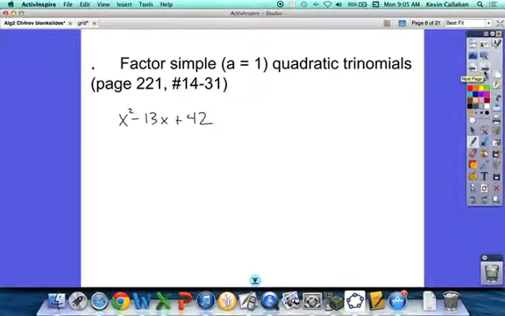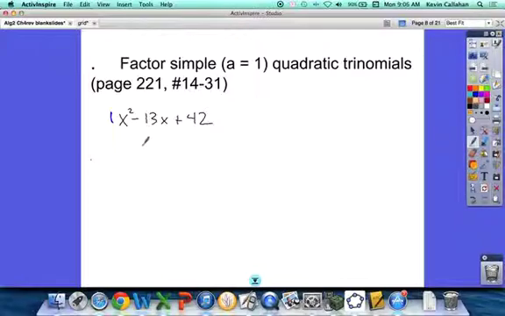Okay, so now we're getting into the factoring. And so much of this is about factoring, right? From here on out, it's about factoring. This was called simple quadratic because the a, meaning the coefficient of x squared, is 1. It's a one-step process, right? You have to think of the factors of 42 that add up to -13.